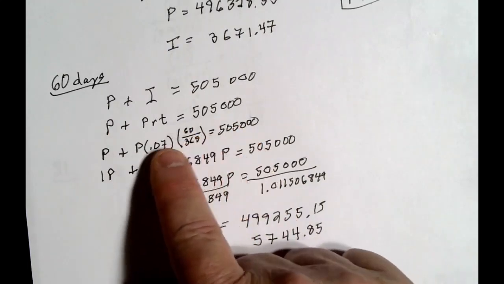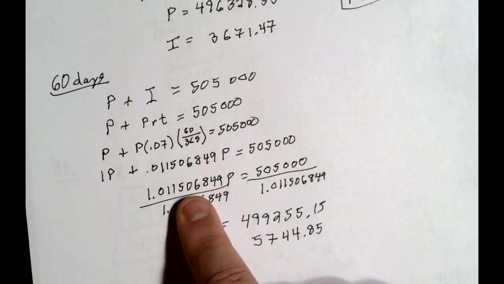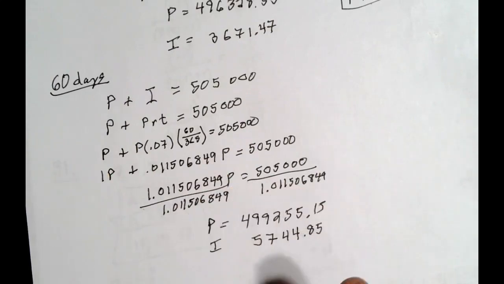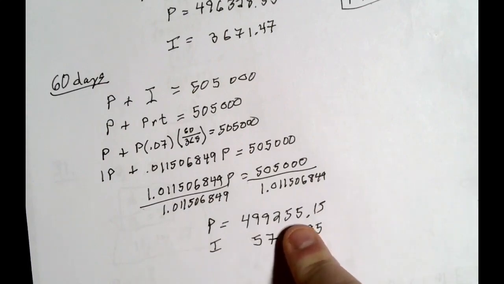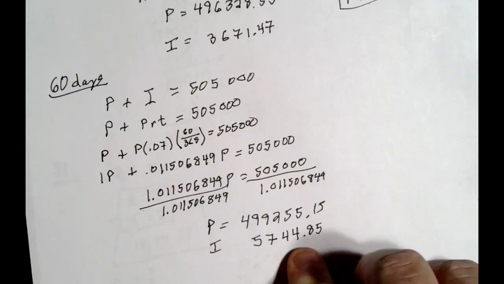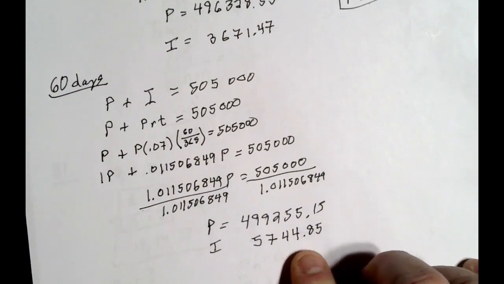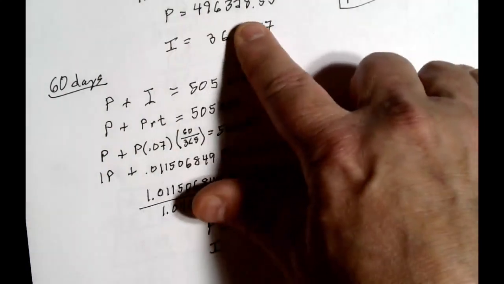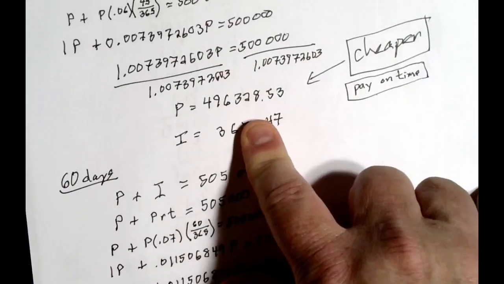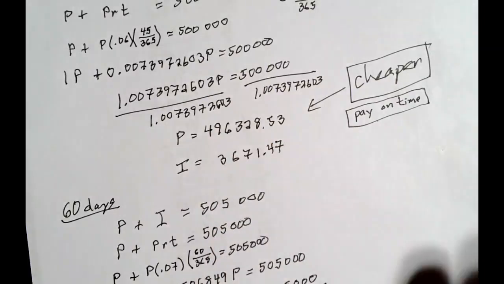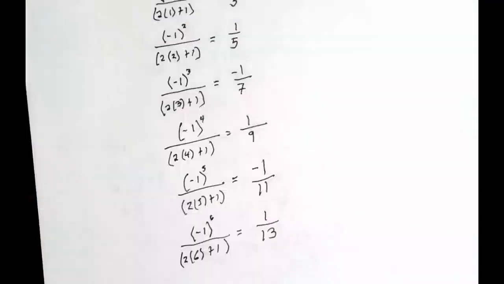And this is something P, and that's 1P, and it adds together to 1.011P. Divide by 1.011 whatever, and you get P is 499,255.615, and your interest is 57.44. So this one you have to come up with 499,000. This one you have to come up with 496,000. So this one requires less money, and so it's the one where you pay on time after 45 days.